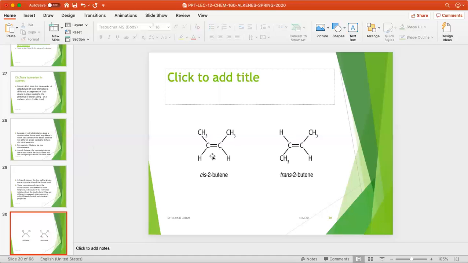Now this is the picture with two methyl groups on the same side of the double bond and two hydrogens on the same side of the double bond. So this isomer has the cis configuration. Here we can see that the two methyl groups are on opposite sides of the double bond and the two hydrogens are also on opposite sides of the double bond. So this is trans-2-butene.